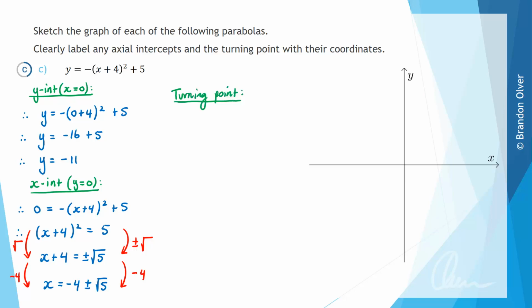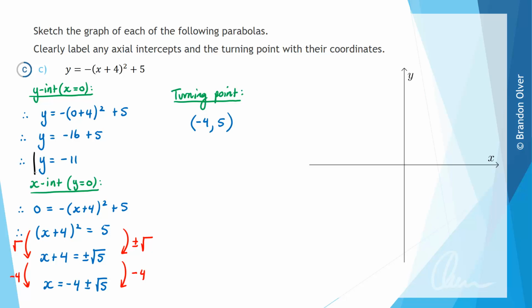And as we're in turning point form, we know that if we have negative x plus 4 all squared plus 5, the turning point is simply when x plus 4 equals 0, or the 0 of that bracket. So we get that x is equal to minus 4, and the y value of the turning point is this plus 5 out at the end. So we have minus 4, 5 as the turning point.